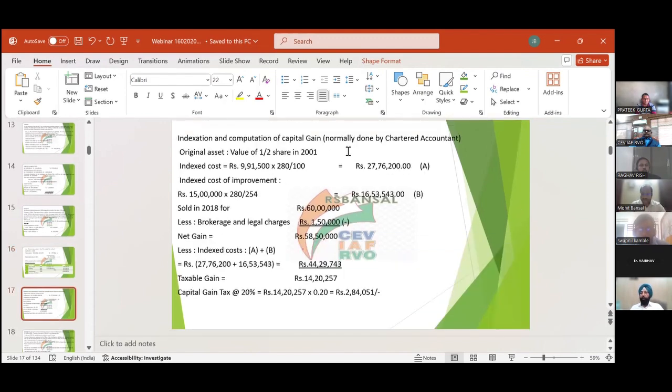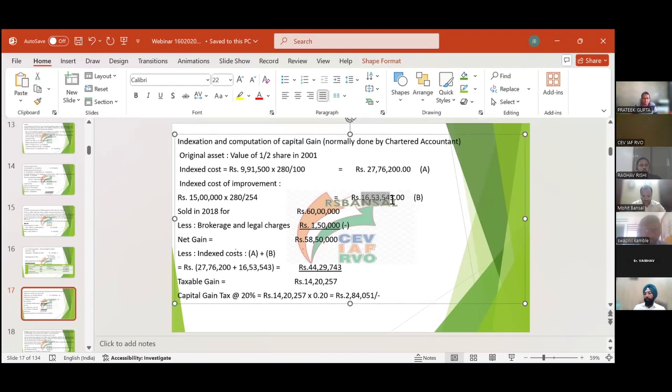Okay. Now you can do indexation. It is normally done by a chartered accountant on the original asset in 2001 and 280 in the year in which the property was sold. 9,91,500 into 280 upon 100, 27,76,200. Then cost of improvement, it is also 15 lakh into 280 upon 254. So this is 16 lakh 53,543. Sold in 2018 for 60 lakh. Legal charges are 1 lakh 50,000.